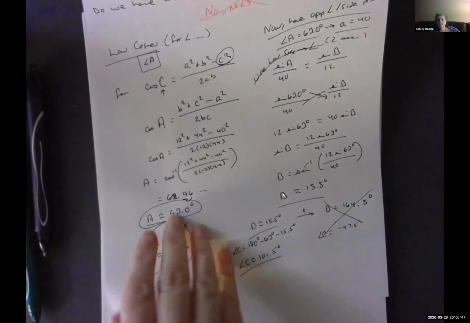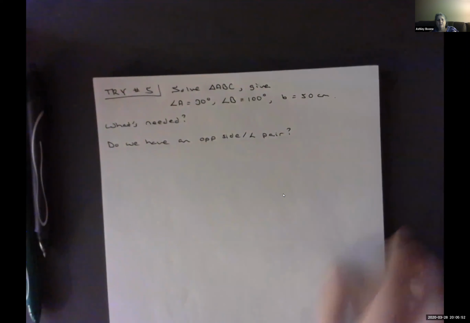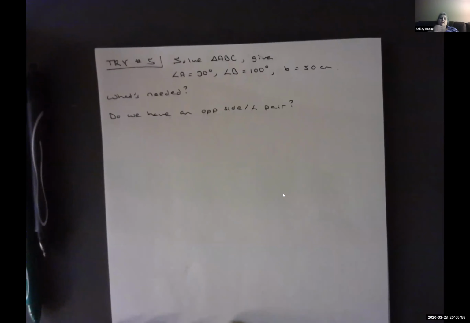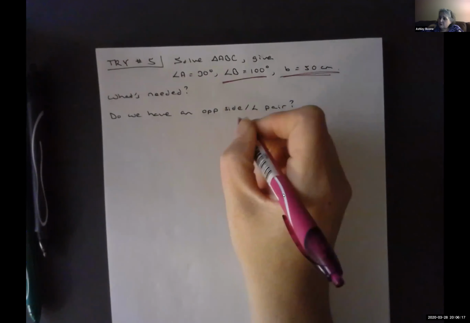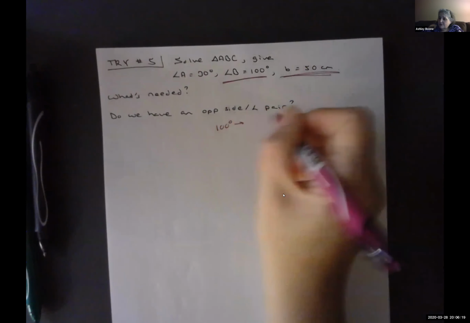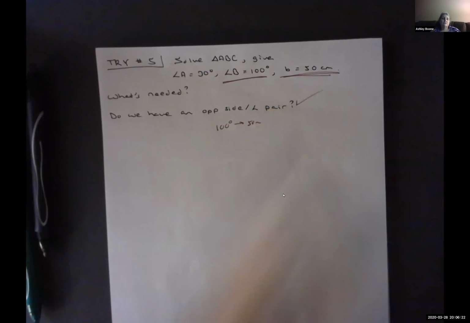Let's look at number 5. Number 5, solve the triangle given angle A is 30, angle B is 100, and angle C is 50. Here's a tip: if you have two angles, that means you're going to know all three angles. So if you know at least one side, you will have opposite angle-side pairs. Notice we do have angle B is 100 and side B is 50. So we have 100 degrees and a side of 50 centimeters. We do have an opposite angle-side pair. What do we need to solve this? We're missing angle C.